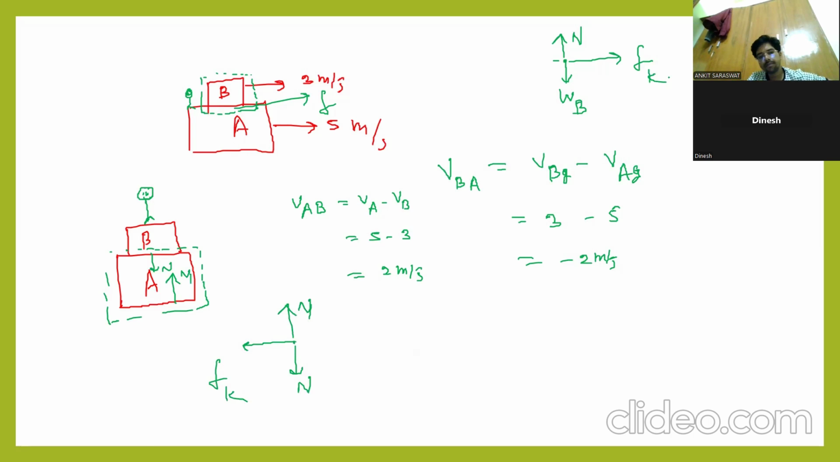Now one question I will give you, if you can solve this. You need to find the direction of static friction on both the blocks. This is A, this is B. This is moving with 6 meter per second, and this is going with 2 meter per second. Tell me. Solve this.